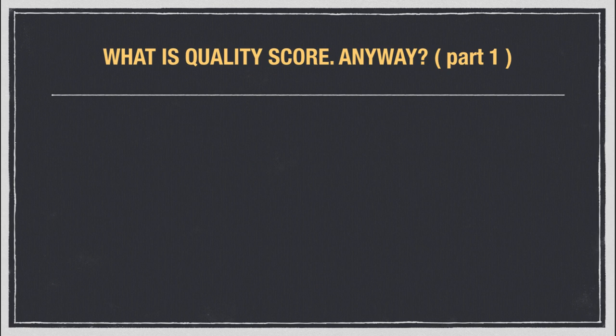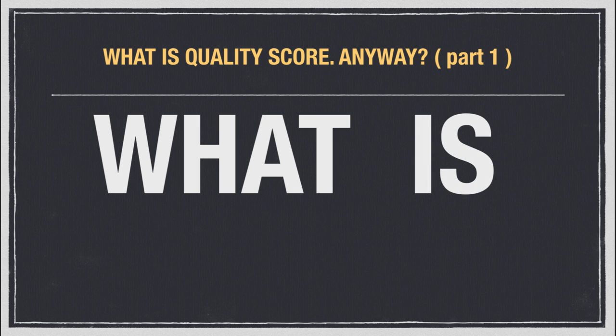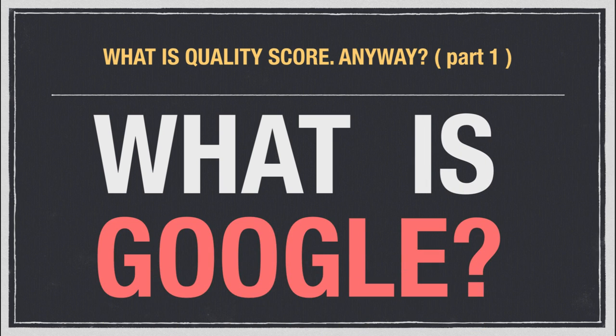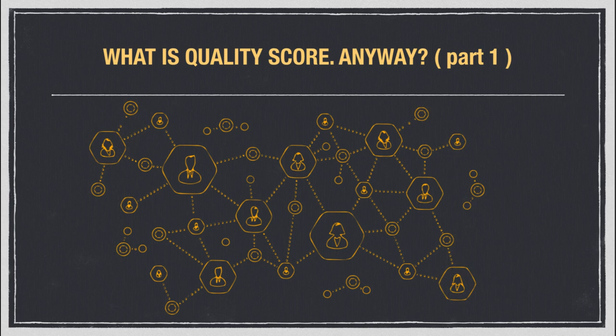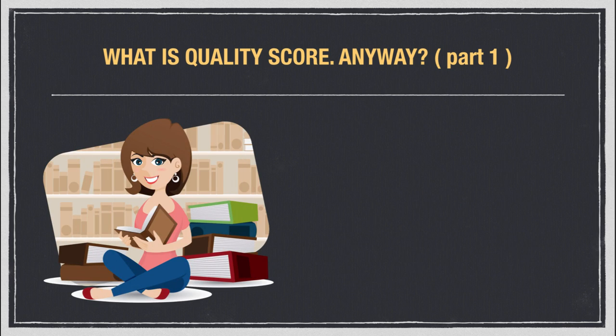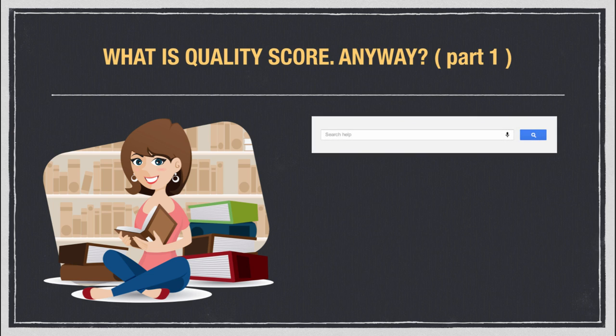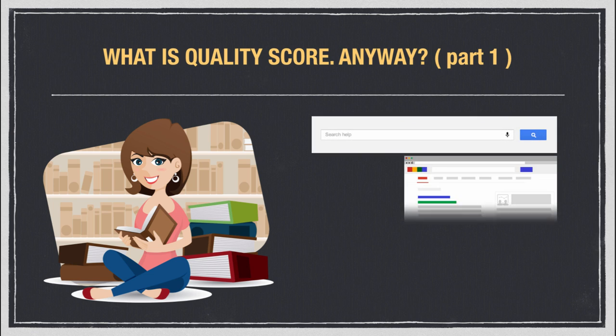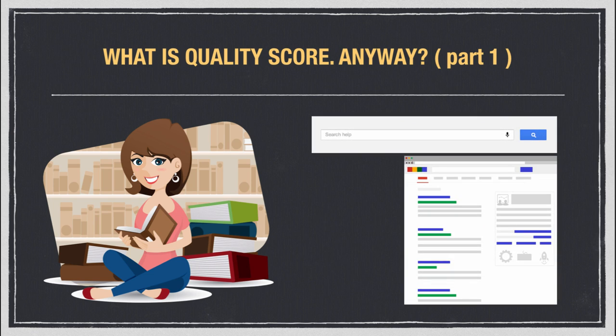So, what is quality score anyway? In order to first understand what quality score is and how it came to be, it's important to first understand what Google is at its most fundamental level. Essentially, Google is a massive referral service. People come to Google looking for referrals. When people need to find something on the internet, they ask Google where they could find it. They ask Google this question by typing a query into the Google search box, and Google provides them websites that hopefully contain the information Google's customer, you, was looking for.